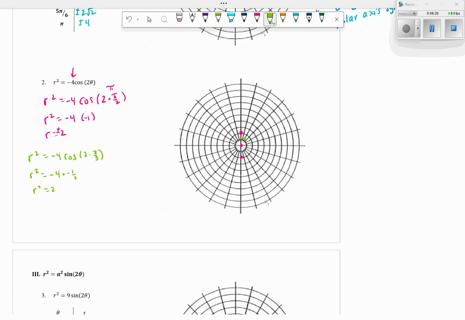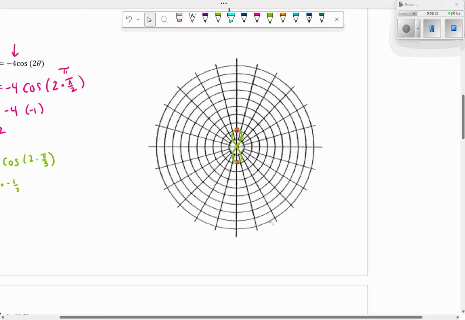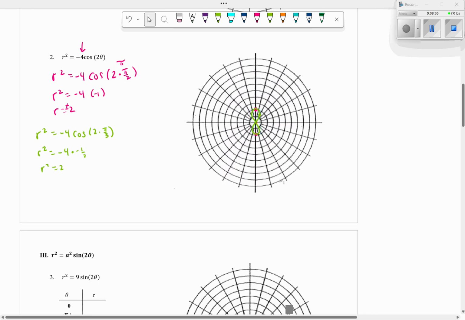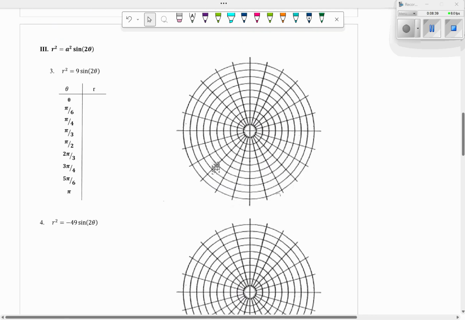So our graph is going to have symmetry, all three types of symmetry. Again, it's going to look like this. So again, it looks like the infinity symbol, but now it's been flipped. So it just kind of goes this direction now. So the same is true for the sine graph.